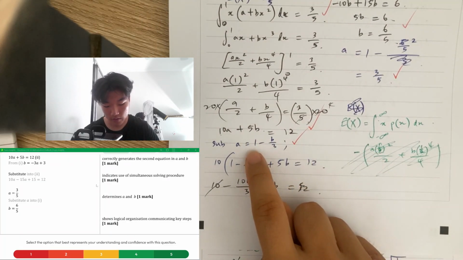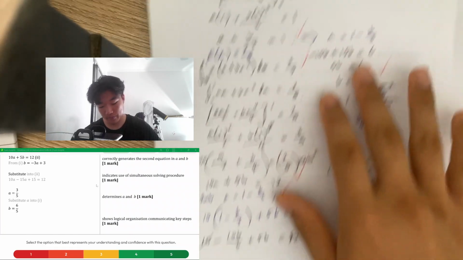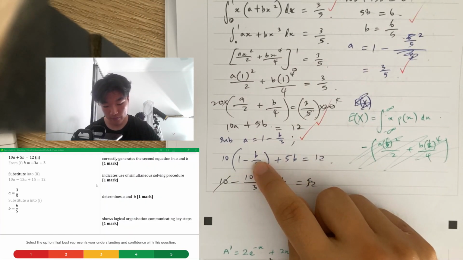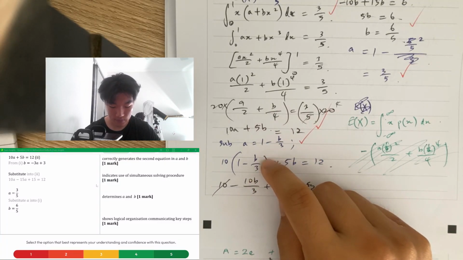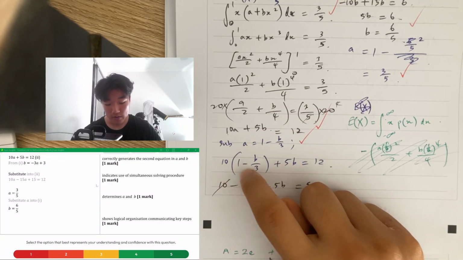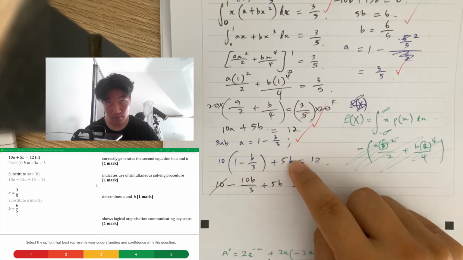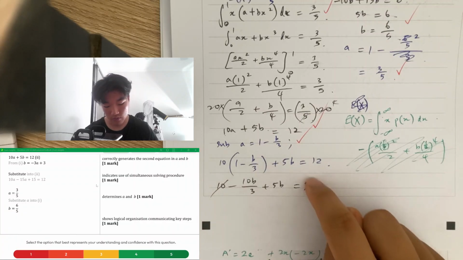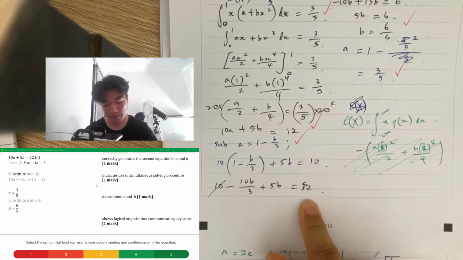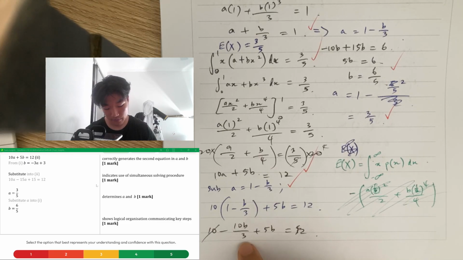Then we can sub in this. So I've rearranged for A. We can sub that into this equation to work out what B is. We distribute 10, so 10 minus 10b over 3 plus b equals 12. We subtract 10 on both sides, so that's why I removed the 1, because it goes to 2. Then in this case, we multiply by 3 on both sides.